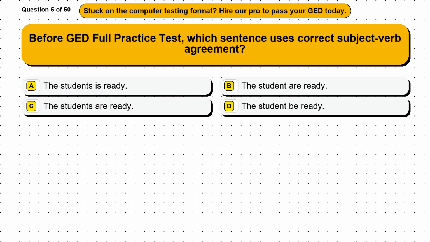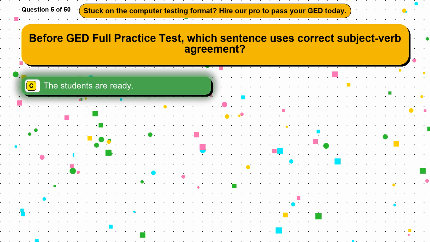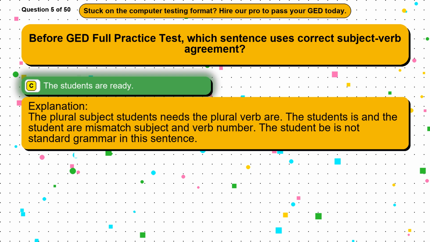Question 5. Before GED Full Practice Test, which sentence uses correct subject-verb agreement? Option A. The students is ready. Option B. The student are ready. Option C. The students are ready. Option D. The student be ready. The correct answer is option C. The students are ready. The plural subject students needs the plural verb are. The students is and the student are mismatch subject and verb number. The student be is not standard grammar in this sentence.